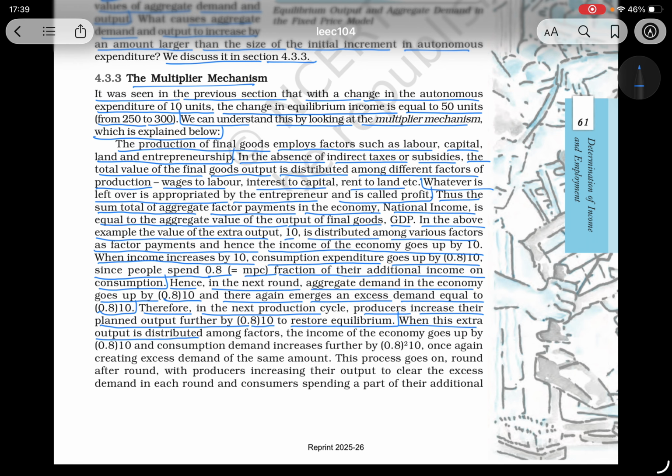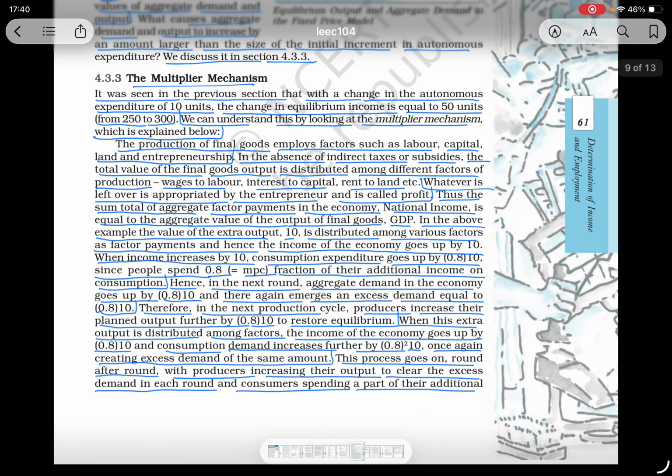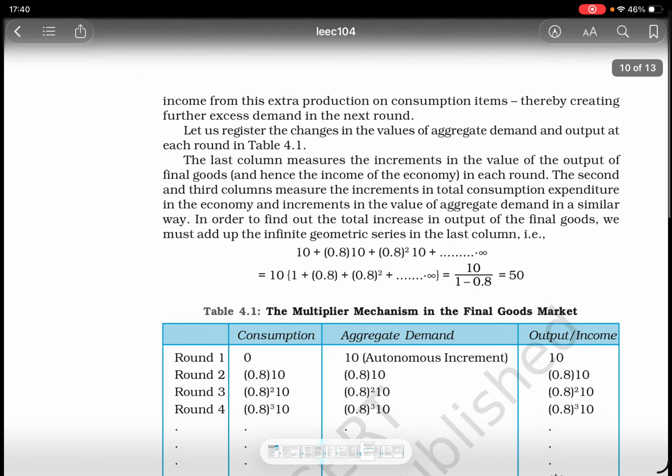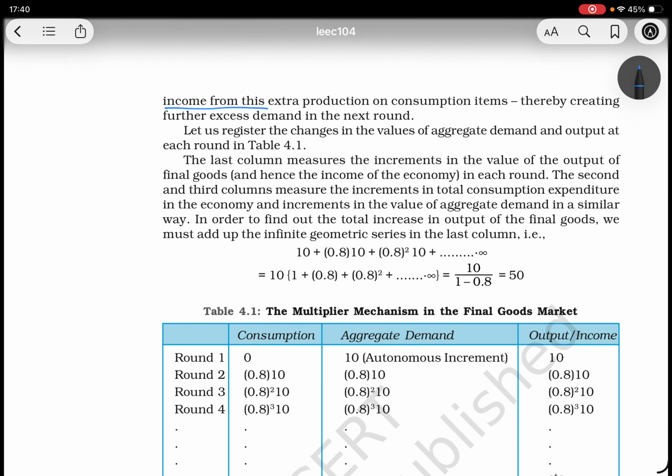When this extra output is distributed among factors, the income of the economy goes up by 0.8 × 10, and consumption demand increases further by 0.8² × 10, once again creating excess demand of the same amount. This process goes on round after round, with producers increasing their output to clear the excess demand in each round, and consumers spending a part of their additional income from this extra production on consumption items, thereby creating further excess demand in the next round.